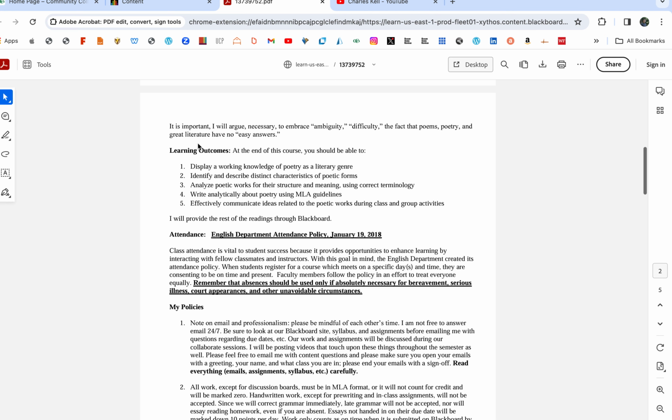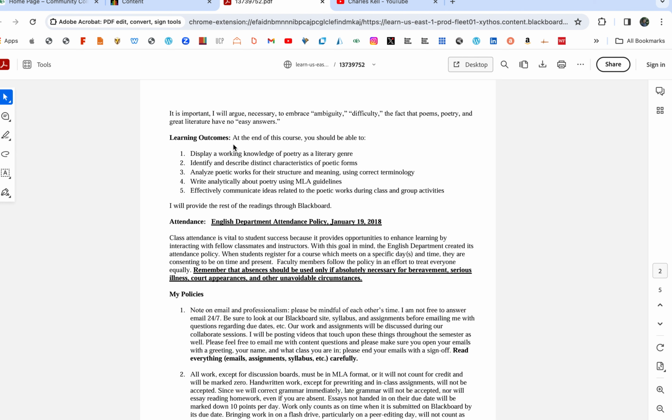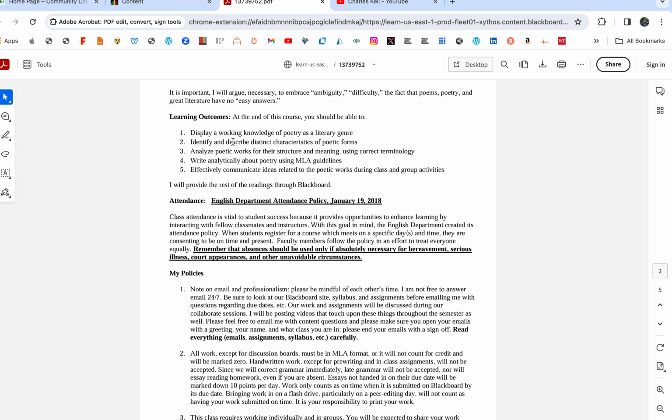Some of the learning outcomes that we will be hitting: 1, display a working knowledge of poetry as a literary genre. 2, identify and describe distinct characteristics of poetic forms. We'll be spending time looking at the sonnet, the villanelle, various poetic forms. 3, analyze poetic works for their structure and meaning using correct terminology. 4, write analytically about poetry using MLA guidelines. 5, effectively communicate ideas related to poetic works during class. So those are things we'll be doing.